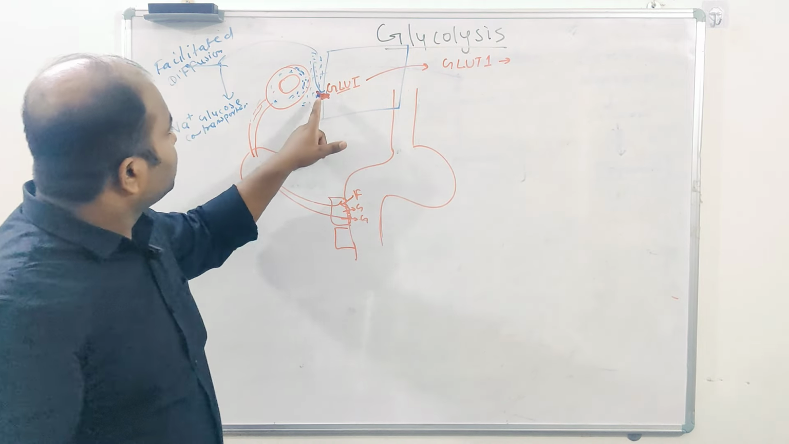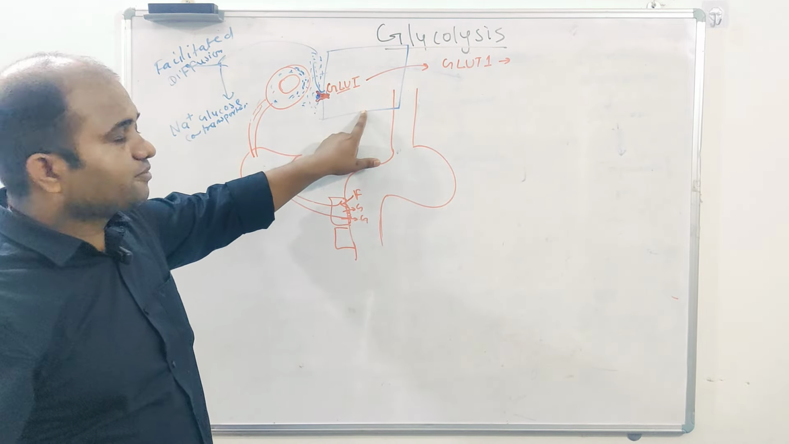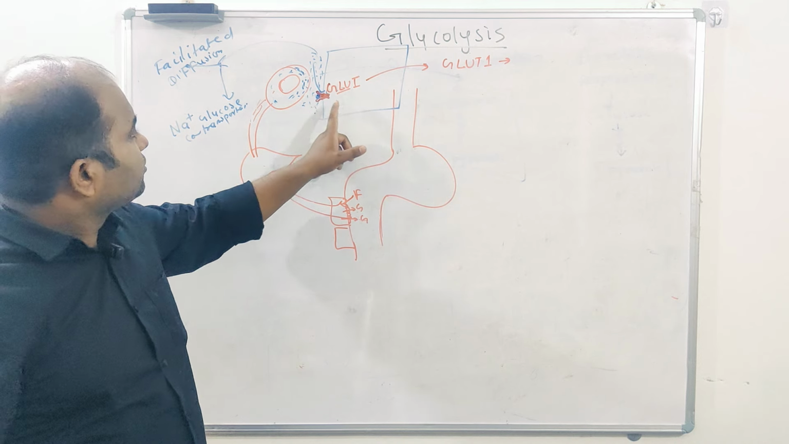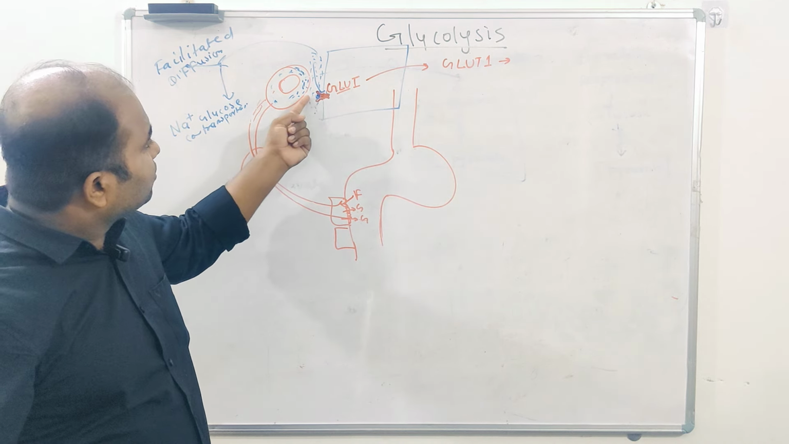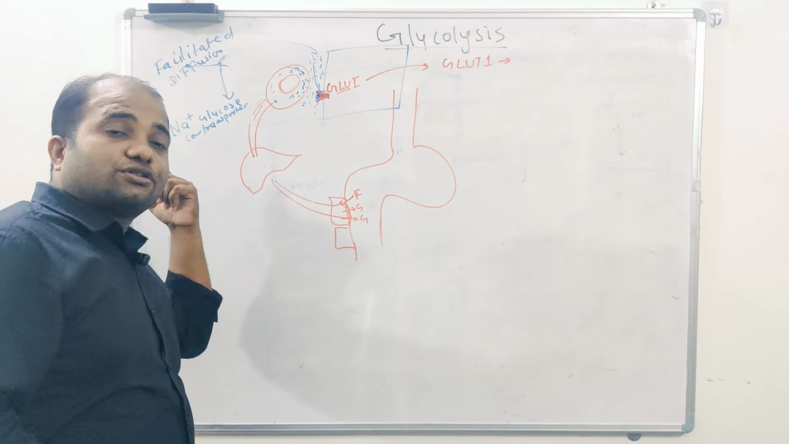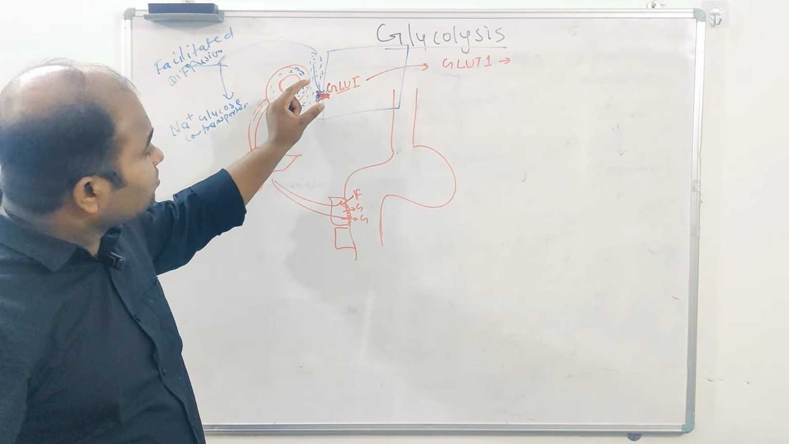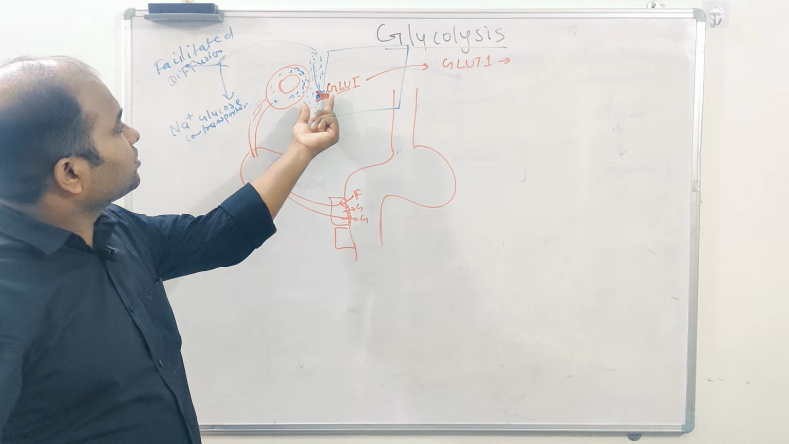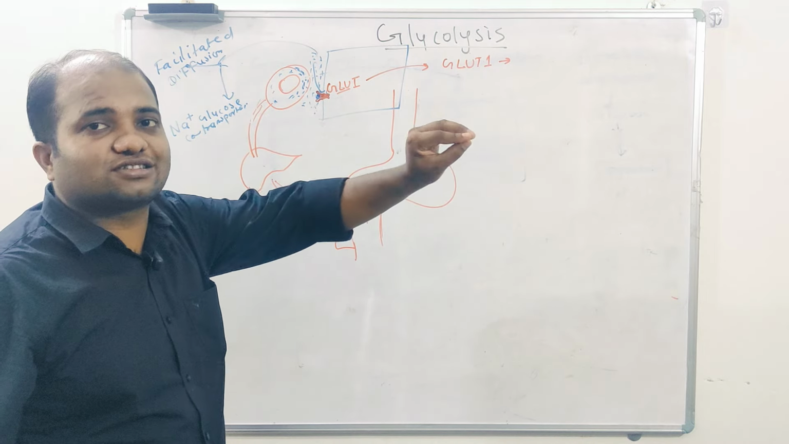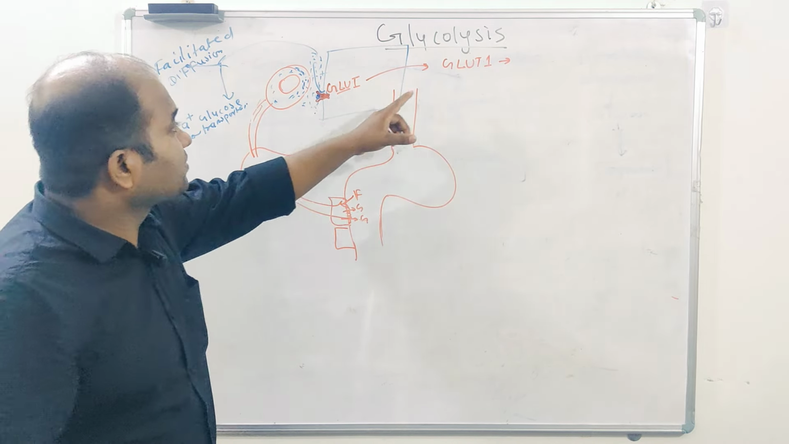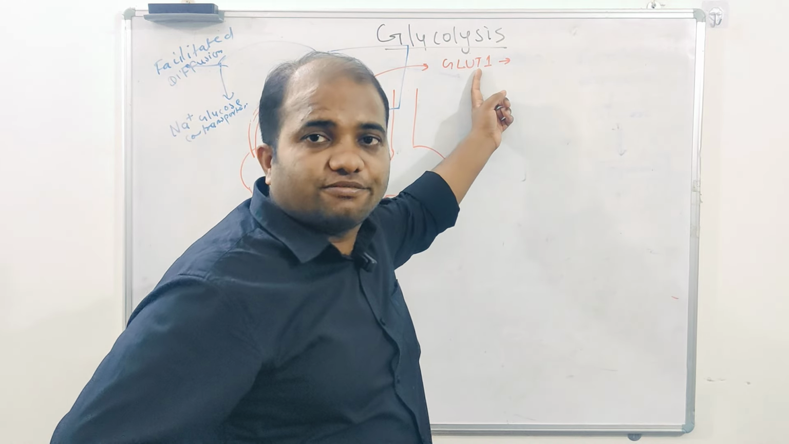If you assume this is a neuron cell, glucose can go inside, but it will not come out. So one way. Such a transporter, which only opens in one direction inside the cells, is known as GLUT1.